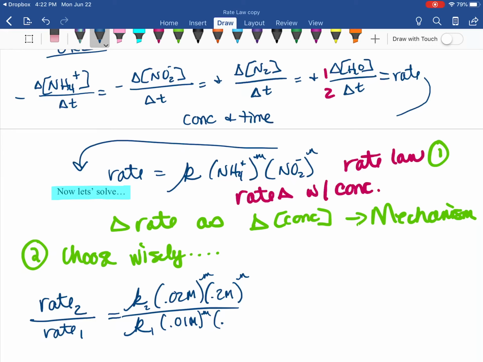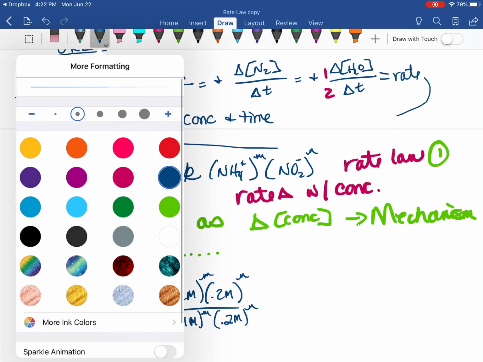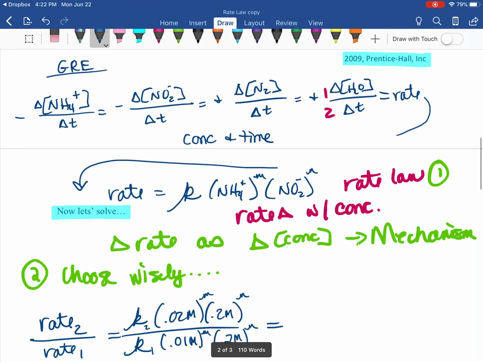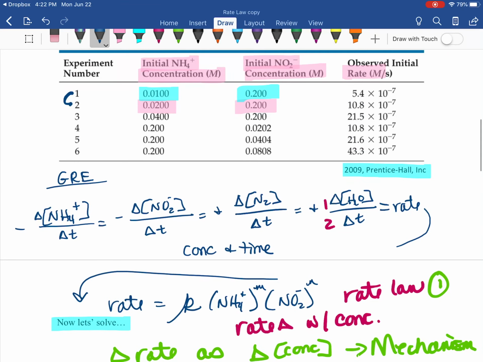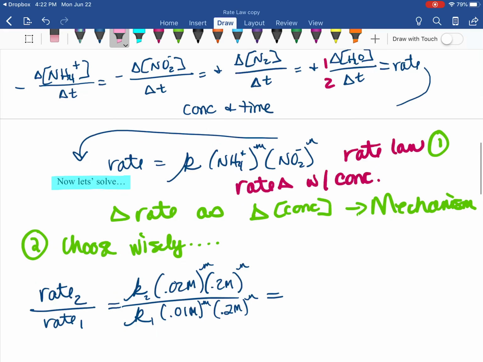Okay, the reason we choose wisely is, holy crap, check it out. Look what I get to cancel here. And let's go ahead and give me 1 second. Let's actually add the rates. What was rate number 2? Rate number 2 is 10.8.